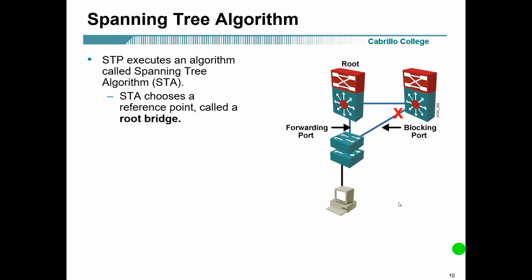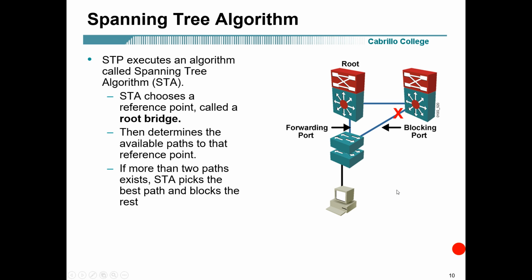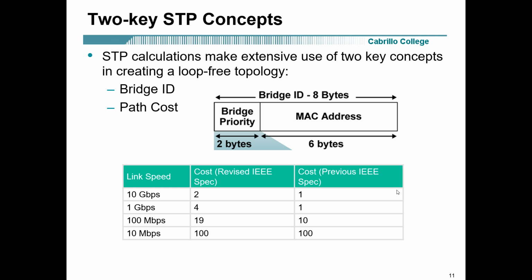STA chooses a reference point, that's called our root bridge, then determines the available paths to that reference point. If more than 2 paths exist, STA picks the best path and then blocks the rest. But how does the STA perform its calculation? How does it know what's going to be the best path? How does it know what's going to be the reference point?